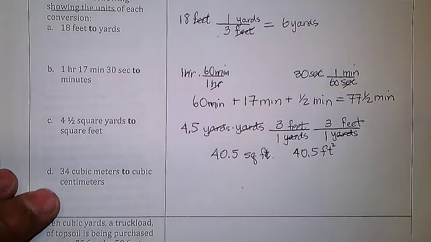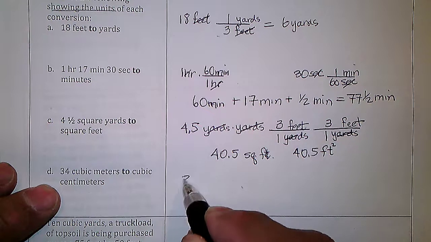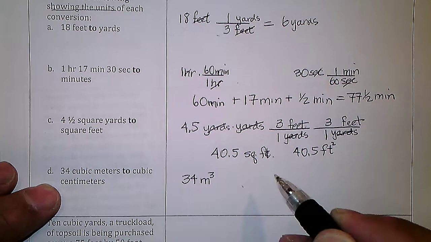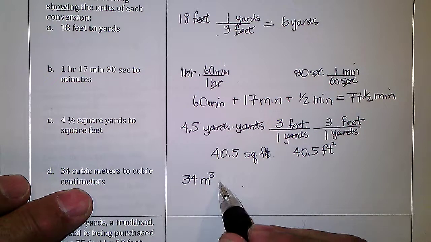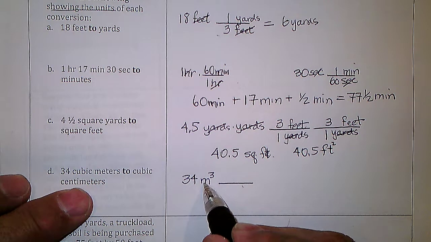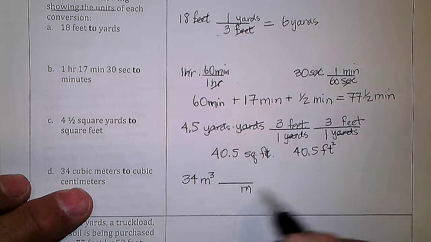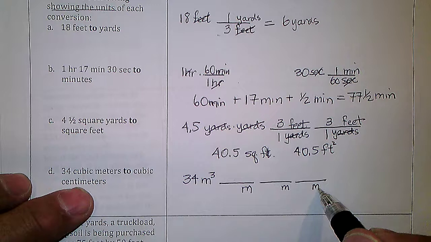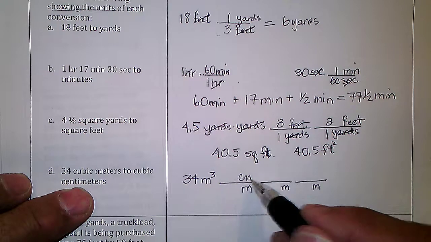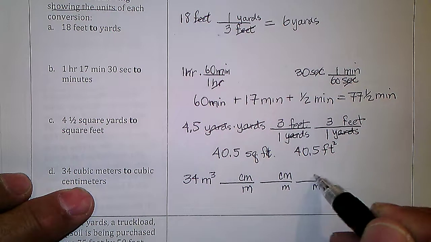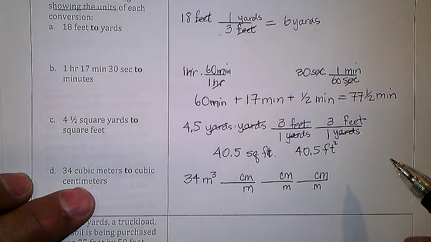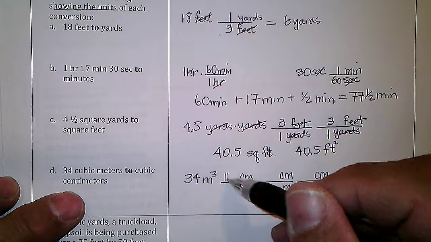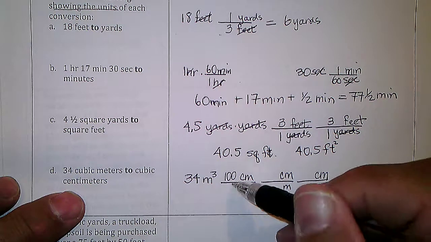Now we have to convert 34 cubic meters, meters cubed, to cubic centimeters. That means meters 3 times. So meters, meters, meters to centimeters. And you should know centi means 100. 100 centimeters make 1 meter.